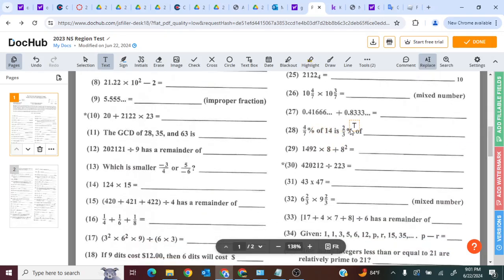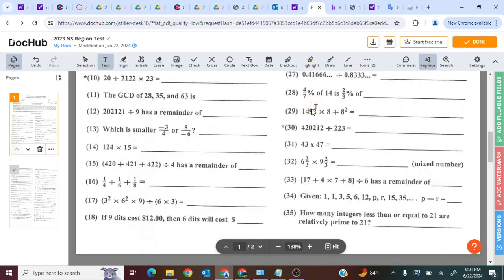4/7, so 14 is 2/3 of what? Flip this fraction, or percentage, or flip this fraction basically, multiply it by that, and also multiply that fraction. So 14 times 3 over 2, 7 times 3 is 21. 21 divided by 7 is 3 times 4 is 12. So your answer is 12.